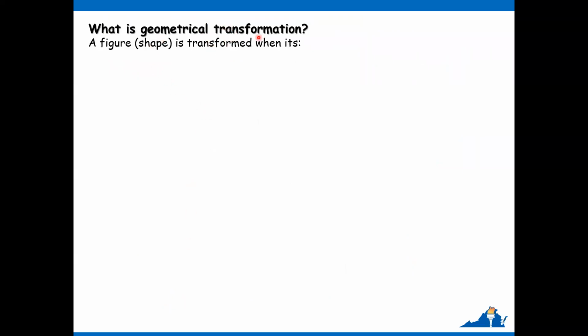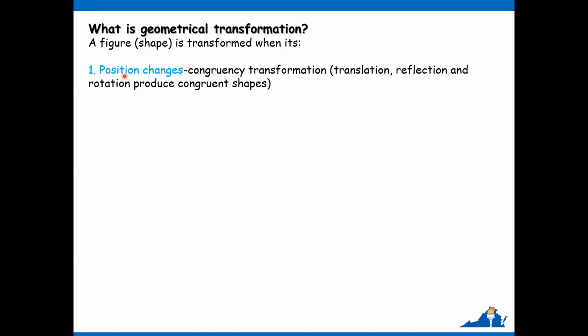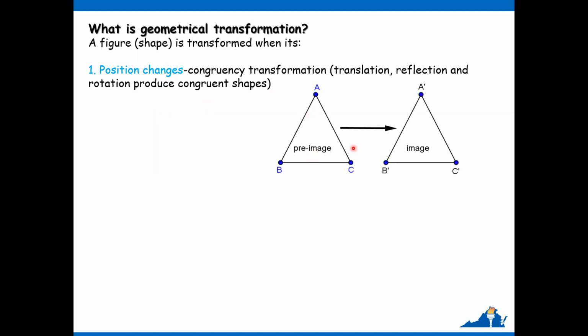What is geometrical transformation? A figure or shape is transformed when its position changes. And when that happens, it is a congruence transformation. So we note that translation, reflection, and rotation produce congruent shapes, right? This is the pre-image and the image. Triangle ABC has moved to triangle A prime, B prime, C prime. So that is congruence transformation.